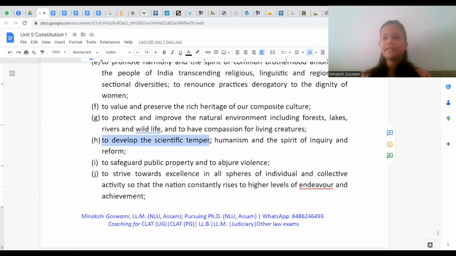To develop scientific temper, humanism, and the spirit of inquiry and reform. I cannot say, okay, this is something I heard and I simply believed it and worked on it. That should not happen. We need to develop scientific temper and a spirit of inquiry and reform, not simply follow whatever has been followed. If there is something wrong in a certain custom or tradition, we should have a spirit of inquiry. We should try to figure out why that thing was followed in the first place, and if needed, bring reforms as well.